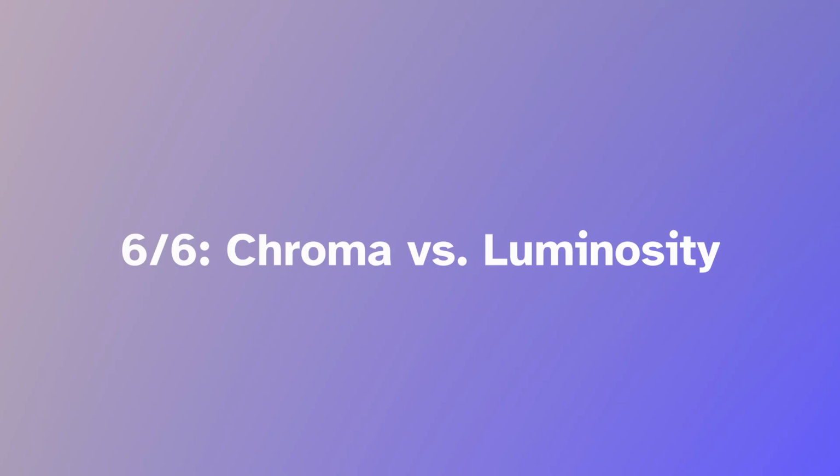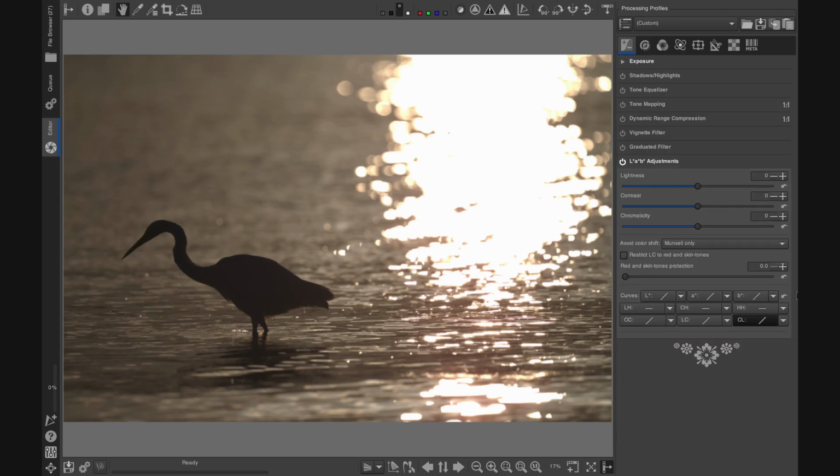Finally, chroma versus luminosity. Here I'm going to use a different photo for this with more dynamic range because this is the kind of photo that really needs this tool. Let me show you why you need this tool. If I wanted to increase the saturation of the orange on the water, I could just use the chromaticity slider. But if I did that, you'll see that some of the light near the brightest area is getting an unnatural yellow look. Let's reset that.